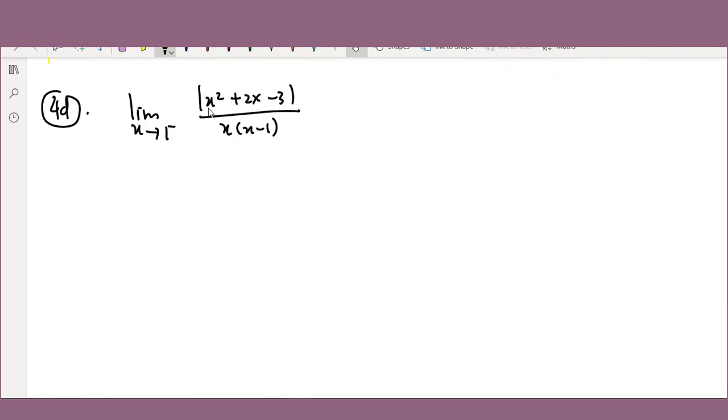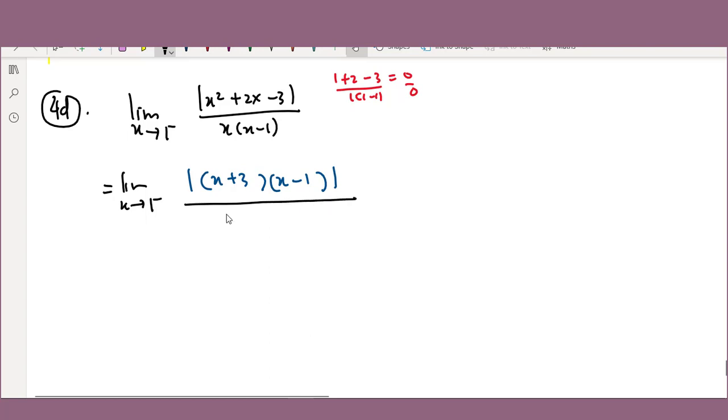For D, the limit of modulus of (x squared plus 2x minus 3) over (x times (x minus 1)), as x approaches 1 from the left. If you substitute the value, 1 plus 2 minus 3 is equal to 0, over 1 minus 1 is equal to 0. So 0 over 0 is an indeterminate form, and you need to define the absolute value. Let's say you want to factorize: this is (x plus 3)(x minus 1) over (x minus 1). Here you cannot simply cancel, because of the property of absolute value.